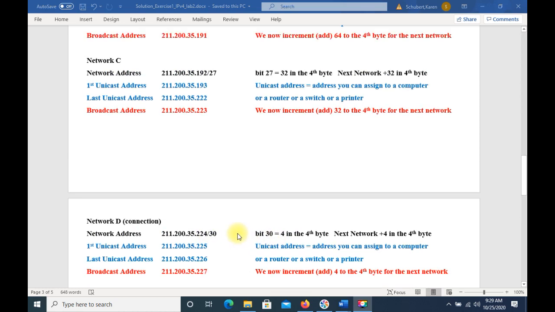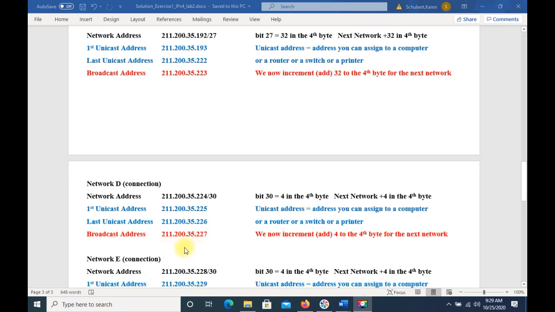This network only has 2 unicast addresses, 211.235.225 and 211.235.226. The address immediately prior to the next network address, 211.235.227, is the broadcast address for network D.